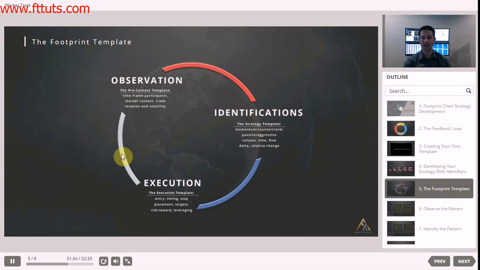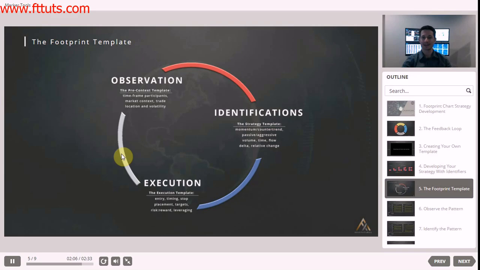Once we've observed the potential pre-context or preconditions, we then move on to the identification of one of the 10 unique strategies you're going to learn. These will be the strategy identifiers, or the characteristics of each strategy. Some of the identification parameters are momentum and counter trend, passive aggressive flow, volume, time, flow, delta, and relative changes.